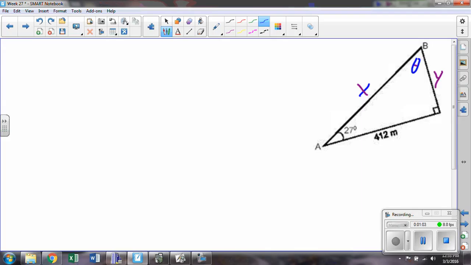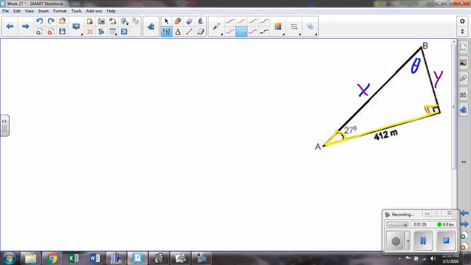Of course, a lot of it is already given to us. We're told this is a 27-degree angle. We are told this is a 90-degree angle. We're told that this is a 412-meter side length. After being given all of this information, there is enough there that we can figure out the other sides and the other angles.